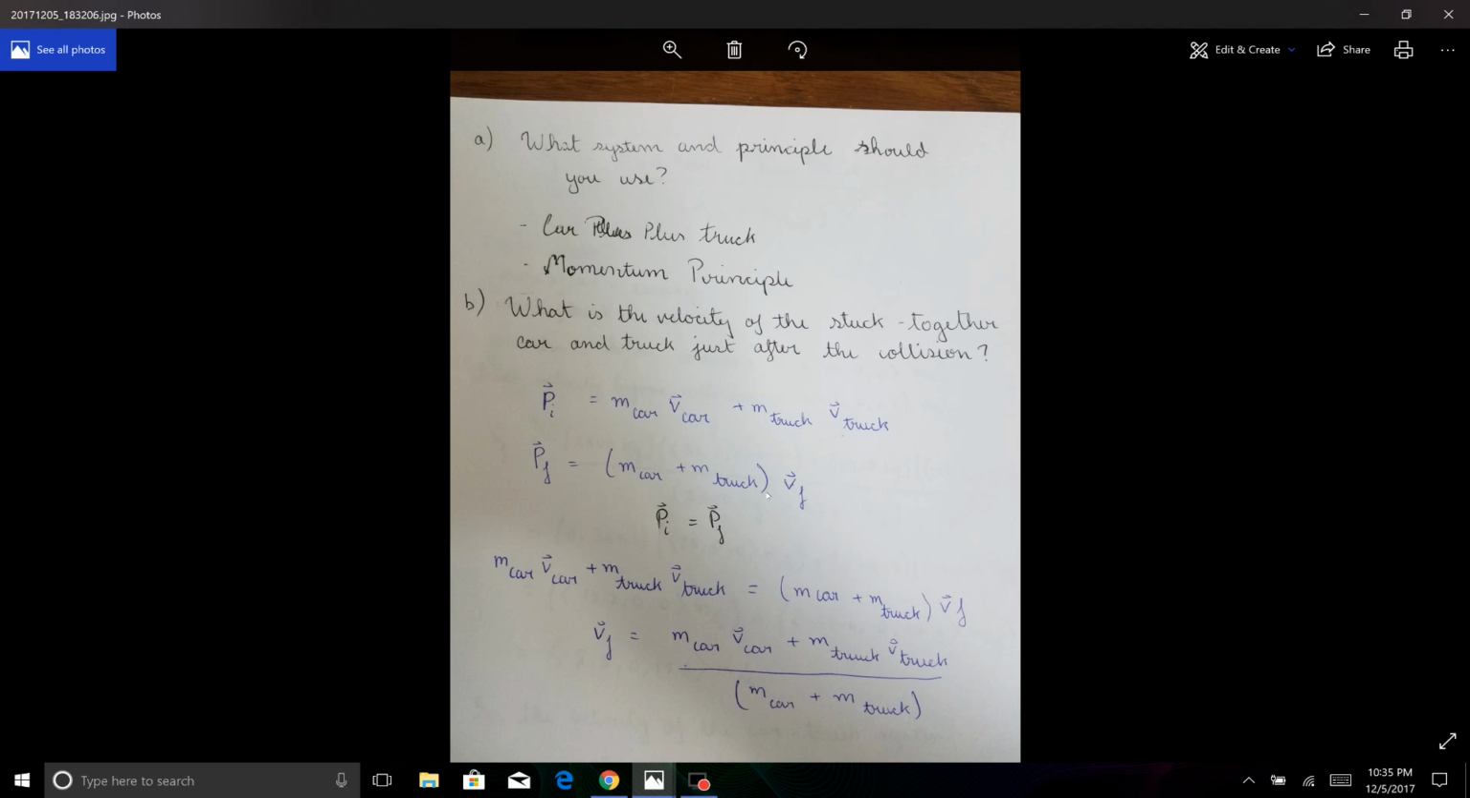Since there are no external forces acting on it, we can take this as the linear momentum of a system. So we know that P initial is equal to P final. By setting these equal to each other and solving for the final velocity, we can get the velocity after the collision. So the final velocity is equal to mass of the car times velocity of the car plus mass of the truck times velocity of the truck, divided by the mass of the car plus the mass of the truck.